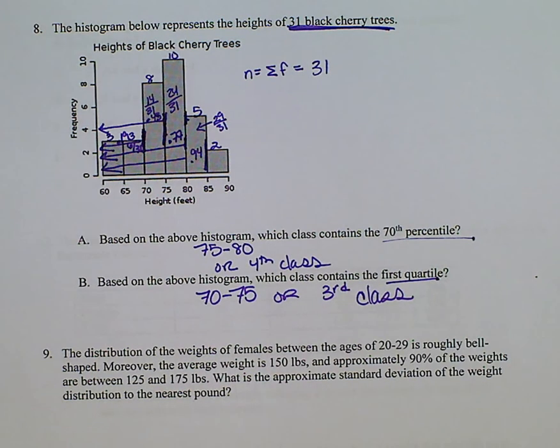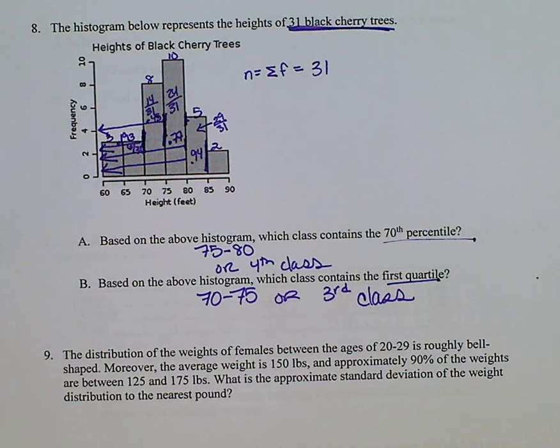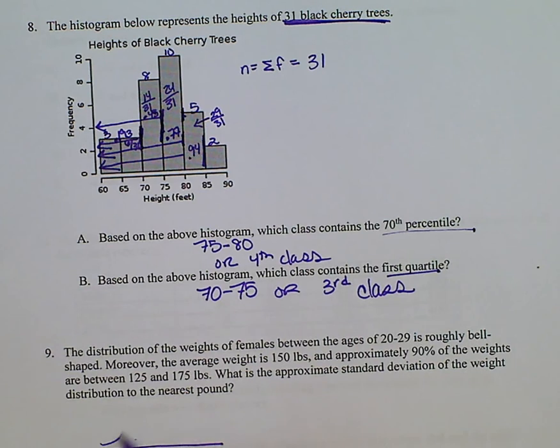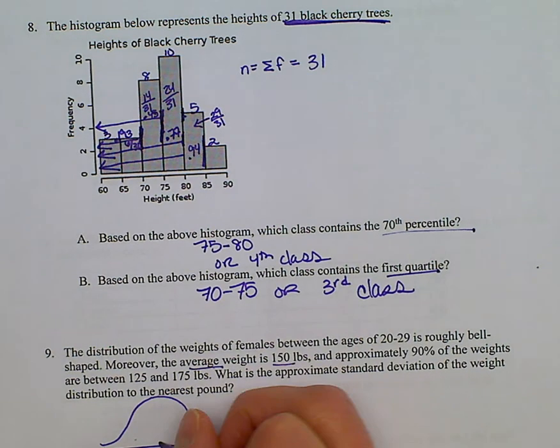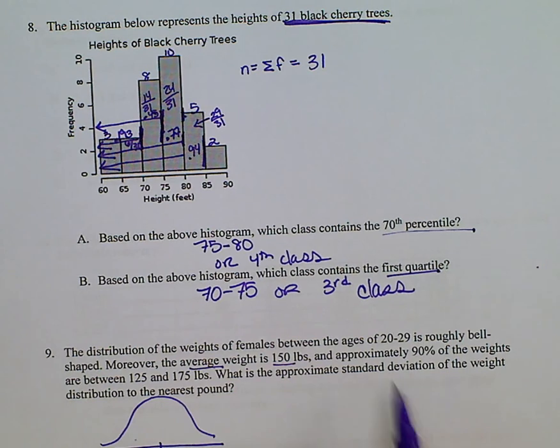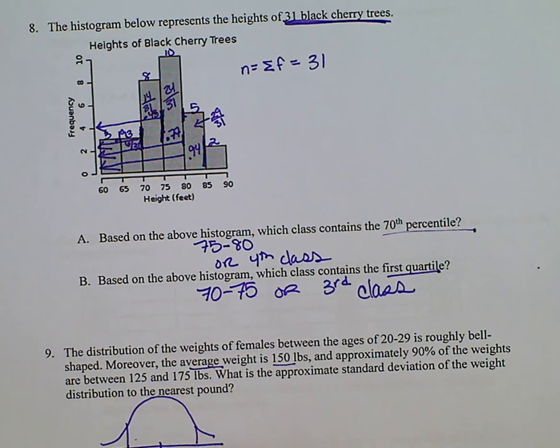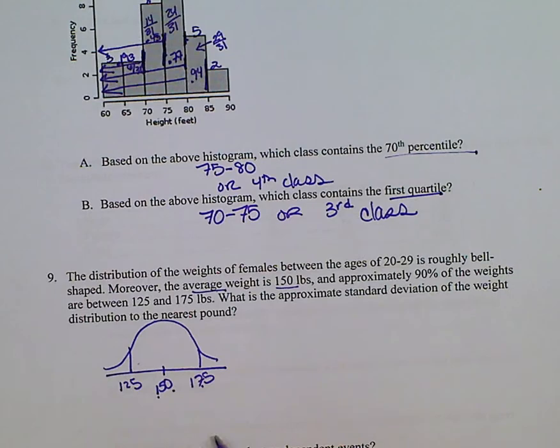Okay, our next one. It says that the distribution of the weights of females between the ages of 20 to 29 is roughly bell-shaped. That means we can draw a curve. The average is 150 pounds. Remember, the average goes in the middle. Approximately 90% of the weights is between 125 and 175. Because 125 and 175 are both 25 away from 150, we know that this is the middle 90%.